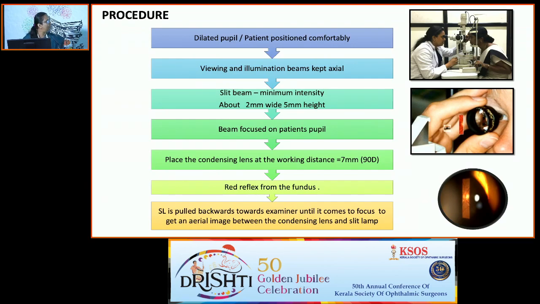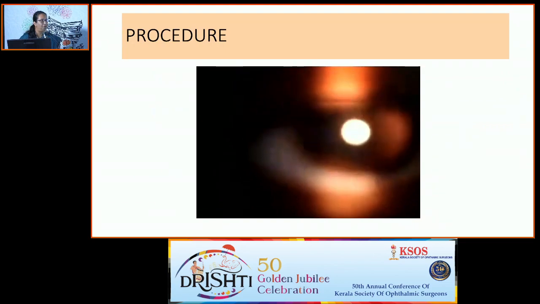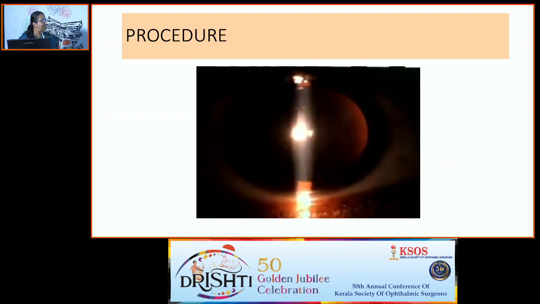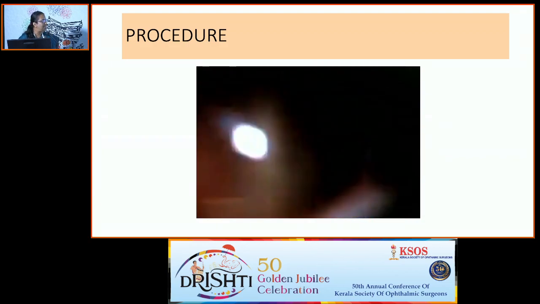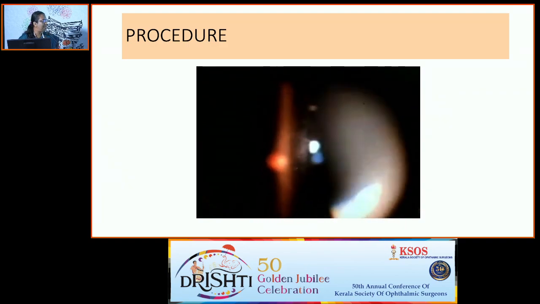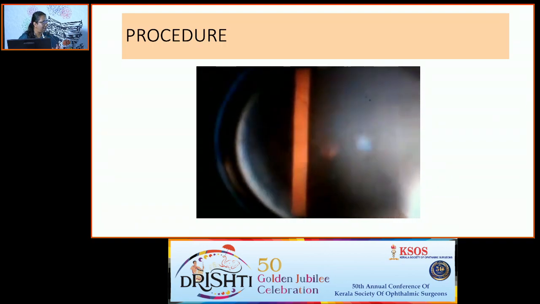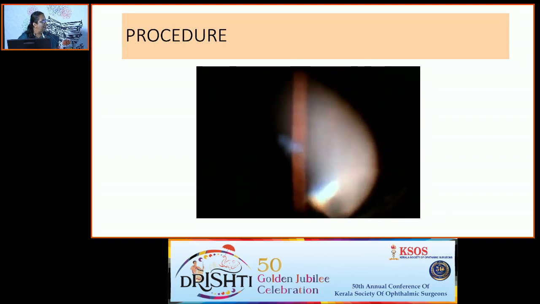Now, basically the procedure is you dilate the pupil, the patient is positioned comfortably, and viewing and illumination are kept axial. The slit lamp, you keep at minimum intensity, about 2 millimeter wide and 5 millimeter height. The beam is focused on the patient's pupil. You see the condensing lens at the working distance. Red reflex from the fundus, and the slit lamp is pulled backwards. You see the dilated pupil, you see the slit beam adjusted to the pupil size, and a red glow is seen. The condensing lens is now placed in between, and then you pull back the slit lamp, and then you adjust your slit to make it very precise.